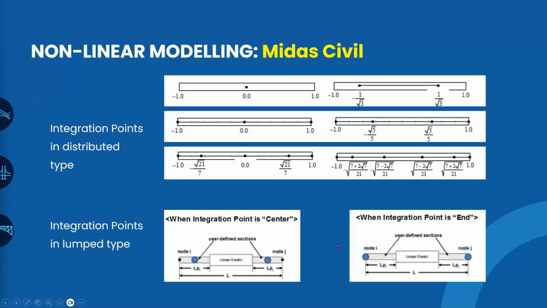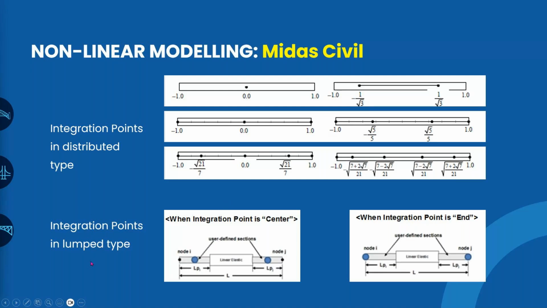If we choose a distributed type of model to create a plastic hinge, then the integration points are distributed in a particular section using Gauss-Lobatto integration. You could see that the integration points are not distributed equally, but on the basis of the Gaussian approach. So we need to take care about how and at which point the integration is happening.